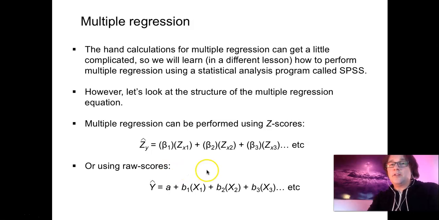If we're using raw scores rather than z-scores, our predicted y value is again our constant, our y-intercept of a. That will never change. But each one of our predictor variables is going to have its own b value, or its own slope associated with it. So you would have to calculate your b value or your slope for each one of these predictors. And let's say our first predictor is stress.